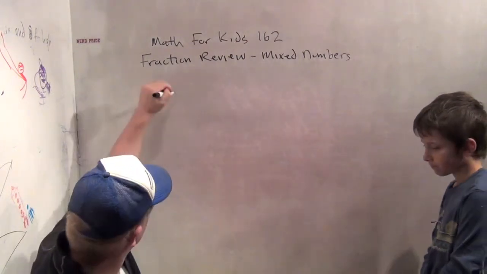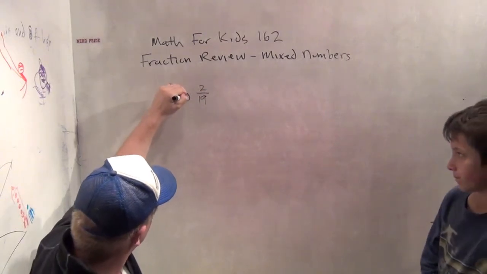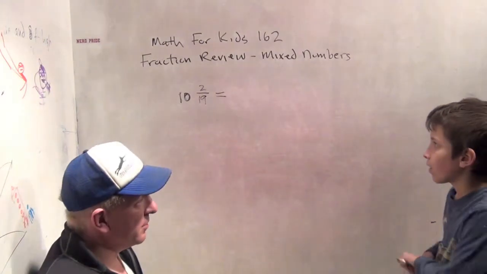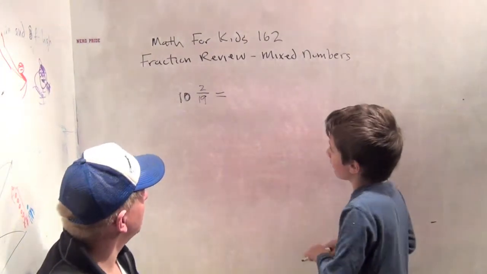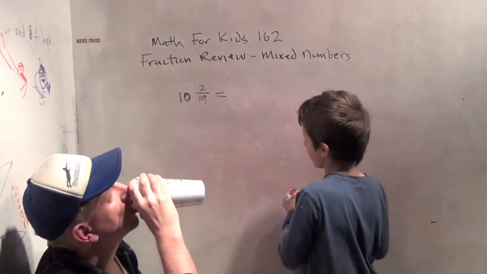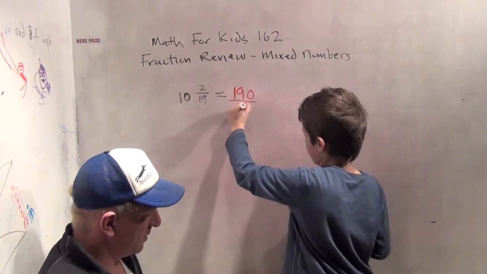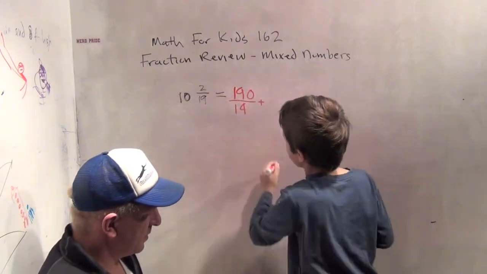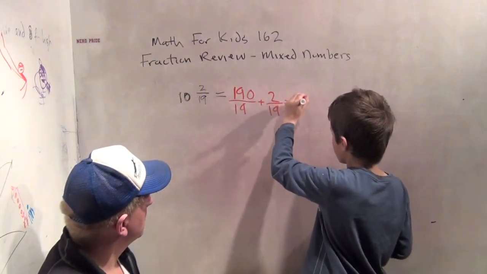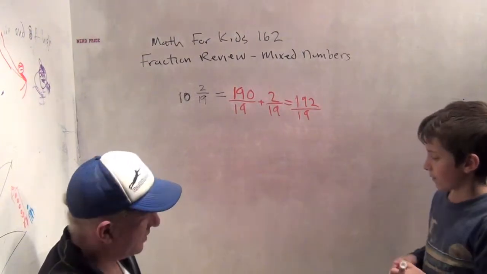What was next? 10 and 2 19ths. See if you can convert 10 and 2 19ths from a mixed number into a fraction. Well, 10 is 190 19ths, plus 2 19ths is 192 19ths. Okay, there we go. 192 19ths.